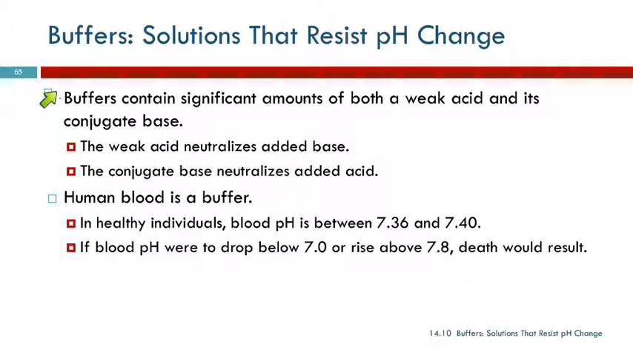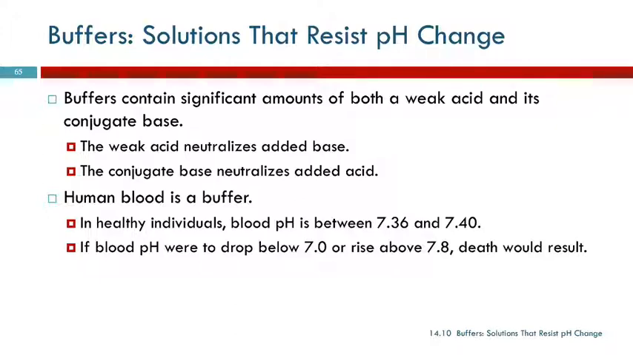So the way this works is buffers have significant amounts of a weak acid and the conjugate base. So if you throw some base in there, the weak acid will neutralize it. If you throw acid in there, the conjugate base will neutralize the acid. So you've got some of both, and so it can handle what you throw at it.